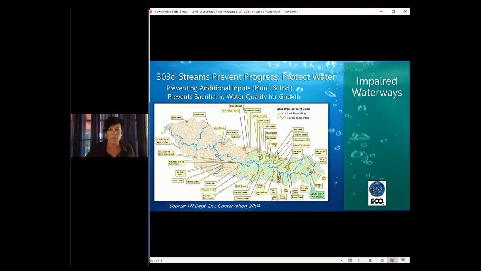But you can also see that with so many impaired waterways, you can imagine how difficult it would be for the State Department of Conservation to allow new permits or new NPDES permits for additional discharges into these already overloaded waterways. So this could prevent progress or growth for municipalities and industries that would be discharging into these streams. But what this law does, the 303D law, is that it prevents sacrificing water quality for progress or growth.